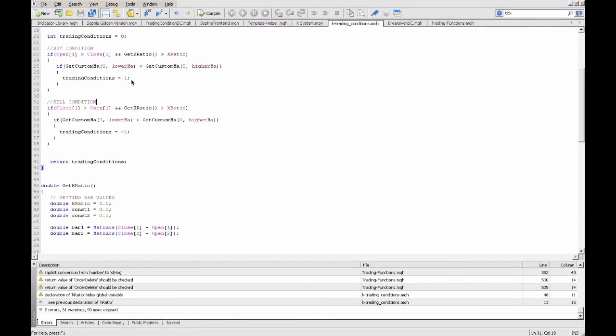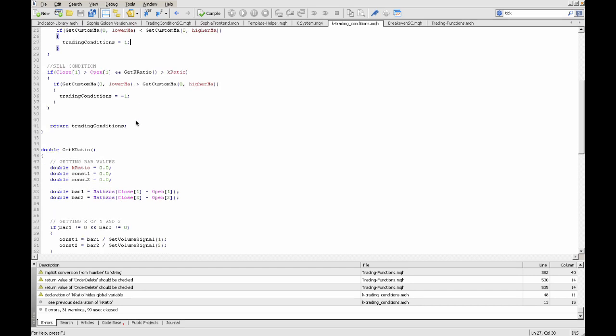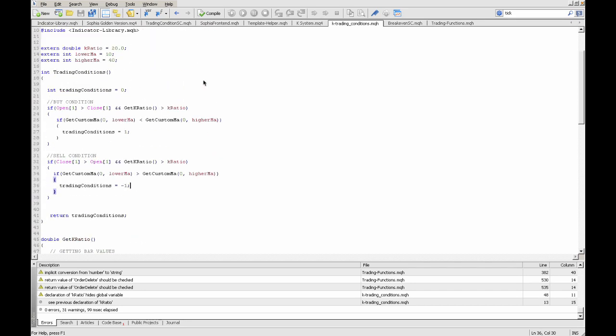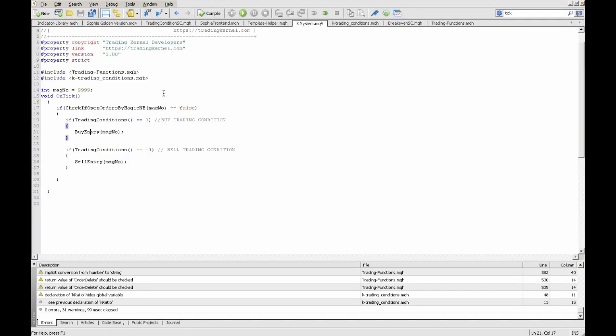All right, maybe in the future we are going to take this out and then check how it performs without understanding the value of the previous candle, but we are going to also test that as well. Okay, so we currently set the sell condition to -1, and then we call those values here. All right, so you can see 1 for a buy condition and -1 for the sell condition.